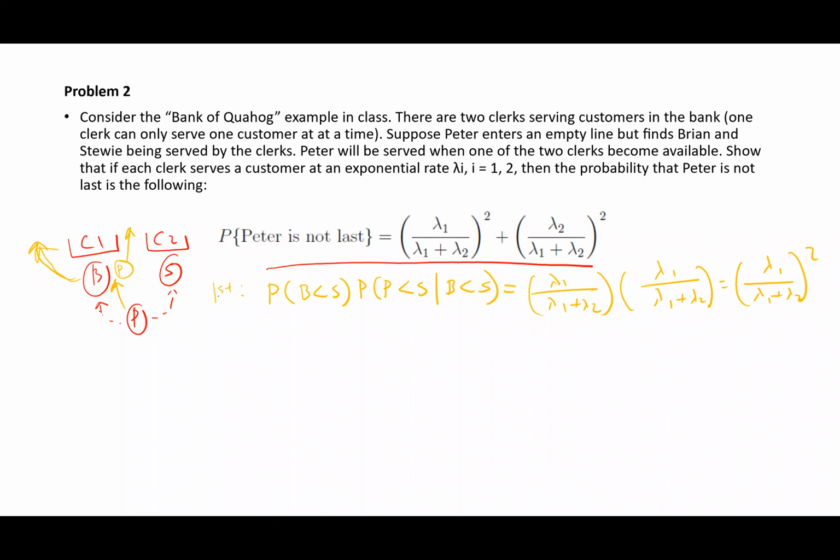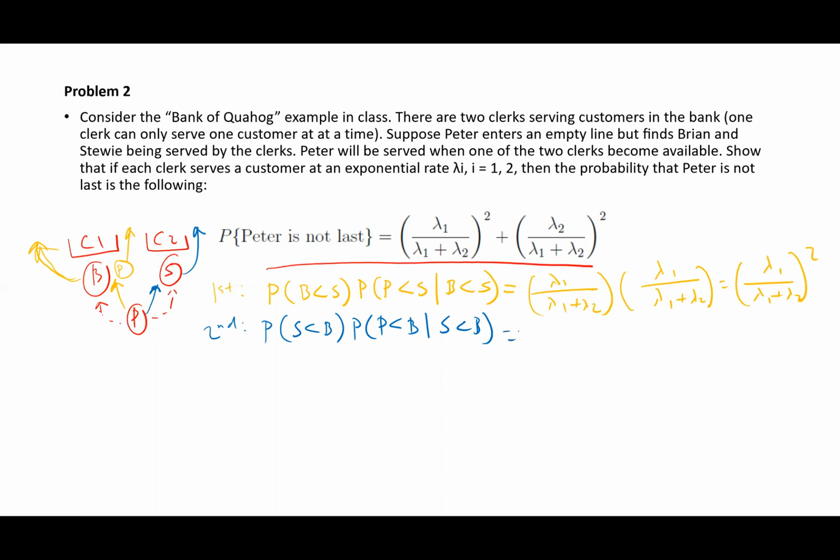The other case is Stewie finishes prior to Brian, and then Peter will take Stewie's place at clerk 2, and then Peter finishes before Brian. So the second case is the probability that Stewie finishes before Brian, and the probability that Peter finishes before Brian, given that Stewie finished before Brian.